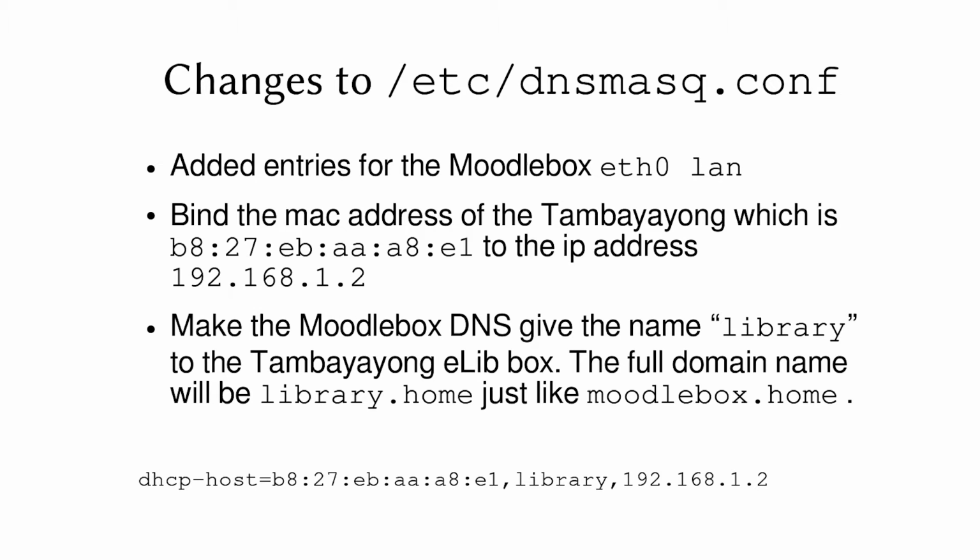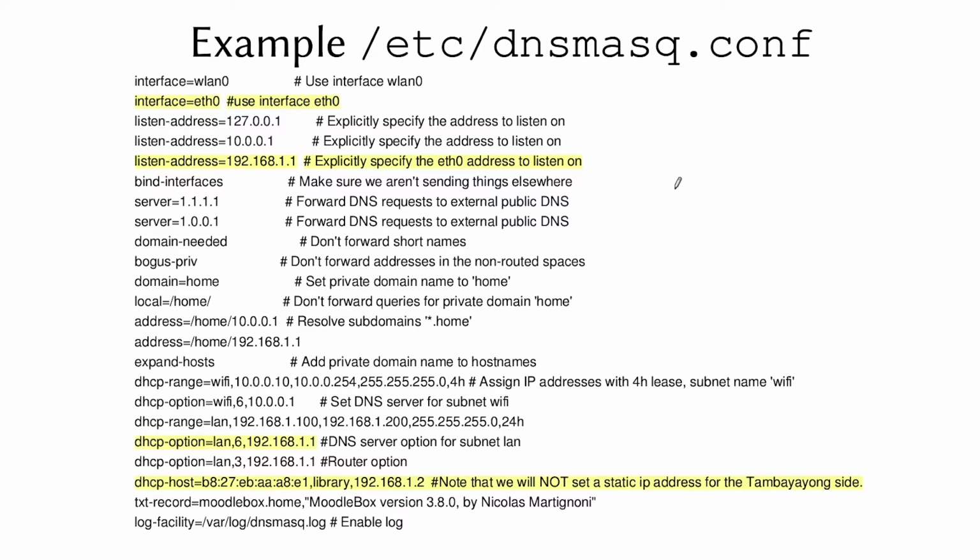And then I make the Moodlebox DNS server give the name library to the Tambayayong e-library box. The full domain name of the Tambayayong box would then be library.home, just like the domain name of the Moodlebox microserver is moodlebox.home. So this is the line that I've added to dnsmasq.conf, and an example of the configuration file. Here are the added lines.